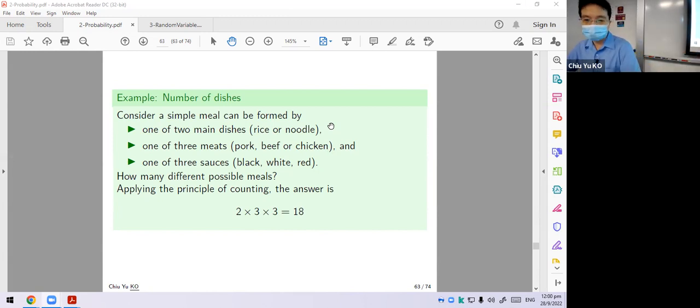I think this is coming from the CC canteen. So how many ways can you fill up your main dish? It's rice or noodle, so two choices. And how many different ways can you choose the meat? Three. And how many ways can you choose the sauce? Three. So it's 2 times 3 times 3. 2 times 3 is 6, 6 times 3 is 18. So you have 18 ways before you repeat, right?